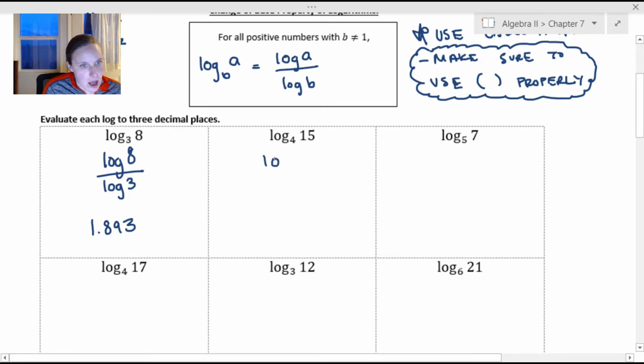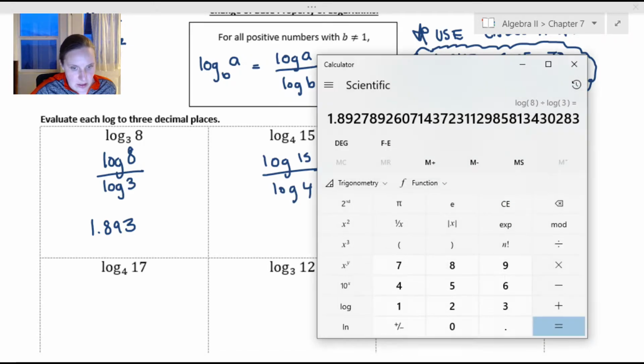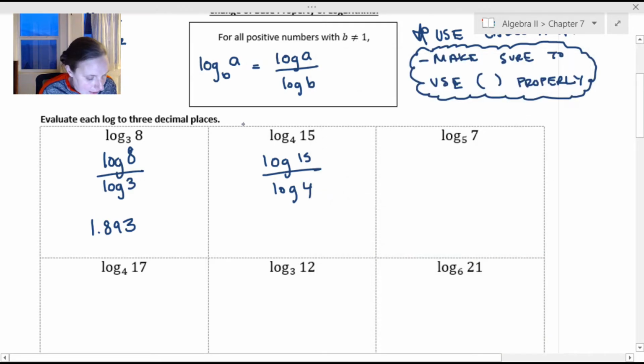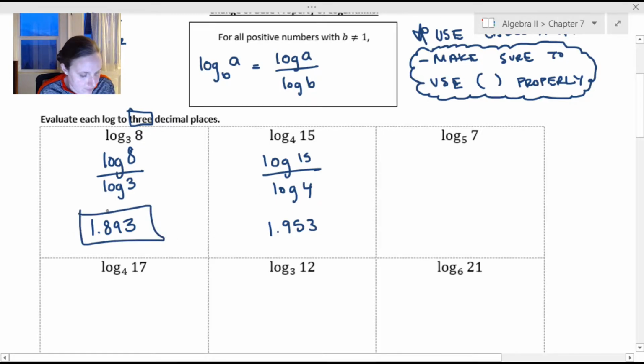Now, log base 15 over log base 4. When I do my calculator, it's going to be 15 log divided by 4 log is equal to 1.953. The 4 does not make the 3 round up, so it's just going to say 1.953. I'm going out to 3 decimal places because that's what it says right here. These are the 2 answers I have so far.